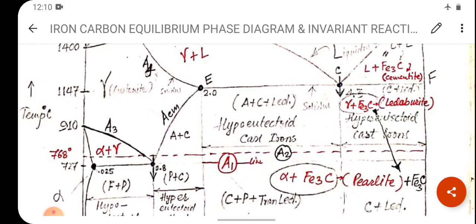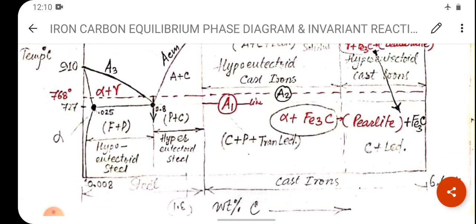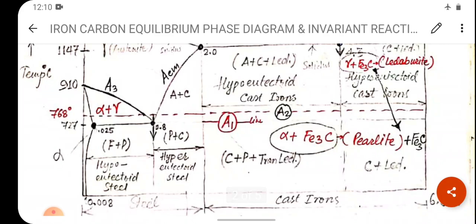I have written in bracket. Clear? What is ledeburite? Ledeburite's chemical formula is gamma plus Fe3C, known as ledeburite. Now we will move in downward direction again. So below the A2 line it will give you cementite plus perlite plus transformed ledeburite. Clear? So here the phases present will be cementite, perlite and transformed ledeburite, up to 4.3% of carbon. Again moving in rightward direction, that is cementite plus ledeburite.